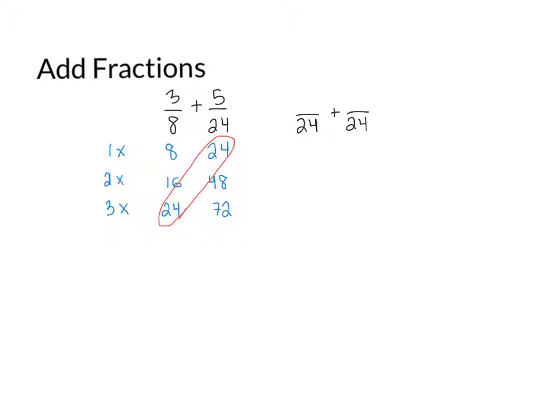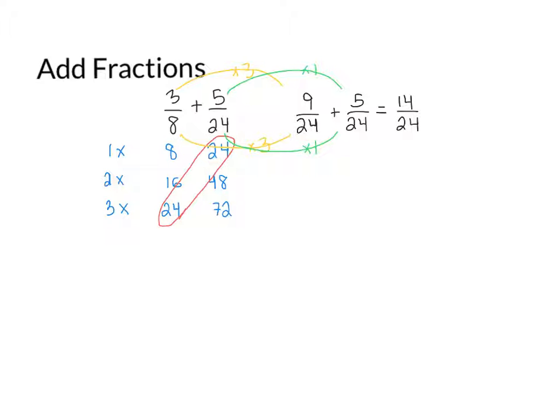And now we look to find the numerators based on the relationship. 8 times 3 is going to be 24. So we apply the same relationship, times 3, to the numerator, and 3 times 3 is 9. 24 times 1 is 24. So we apply that same relationship to the numerator, and 5 times 1 is 5. And just like the previous problem, we went through all the work to find a common denominator, so we're going to keep that as 24. We can add the numerators then. 9 and 5 is 14, and we get 14 24ths.